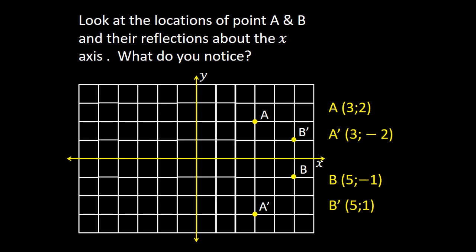Let's look at B and B prime. Again, for our x values, for both of them, they're 5. They're the same. If we look at our y values, for B you have -1 and B prime you have 1 or +1. If we compare A and B and A prime and B prime, can you see that my x value stays the same, but my y value, the sign changes?